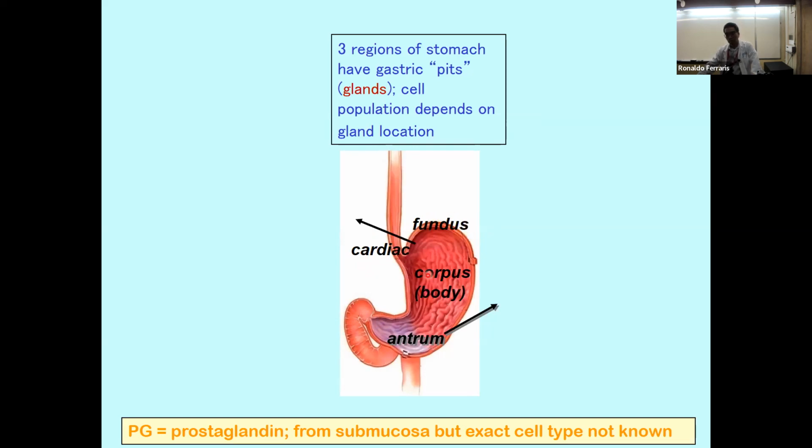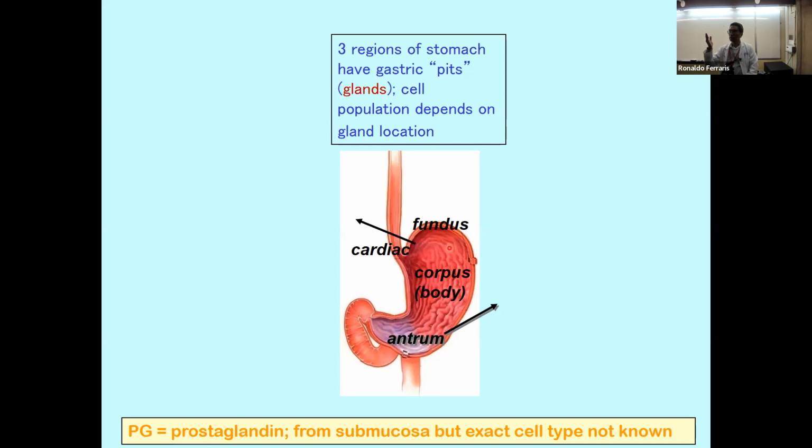And then the middle part is the corpus, or the body of your stomach. And this is the pyloric sphincter here, right below the antrum. Some books call this the pyloric region. This is the more distal part of the stomach, and this is the more proximal part of the stomach.